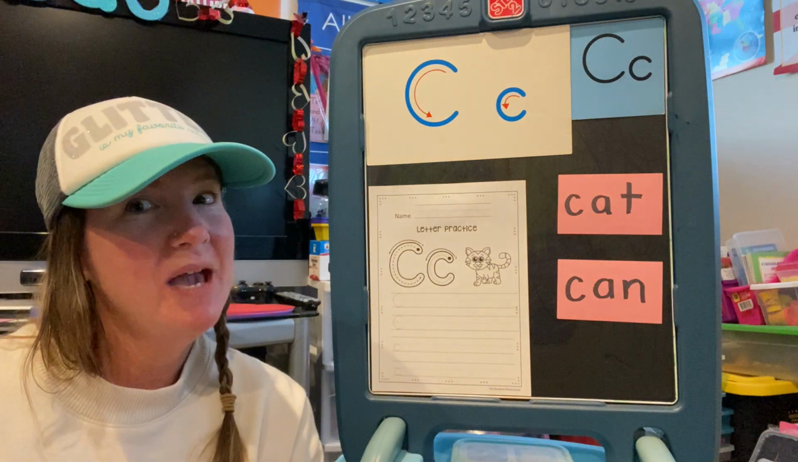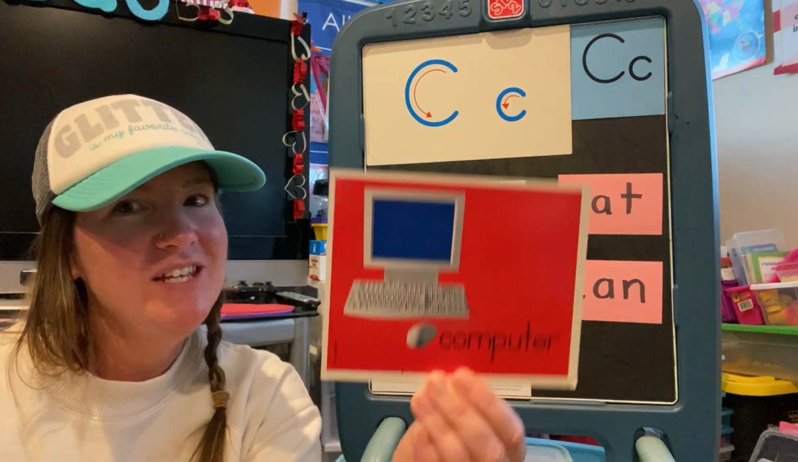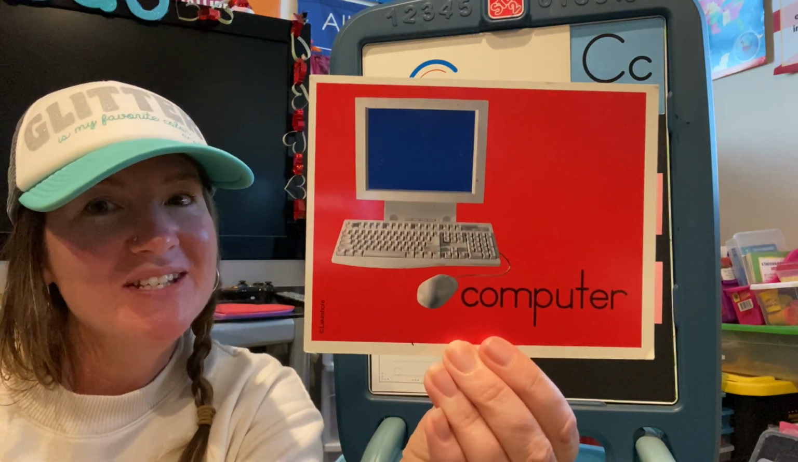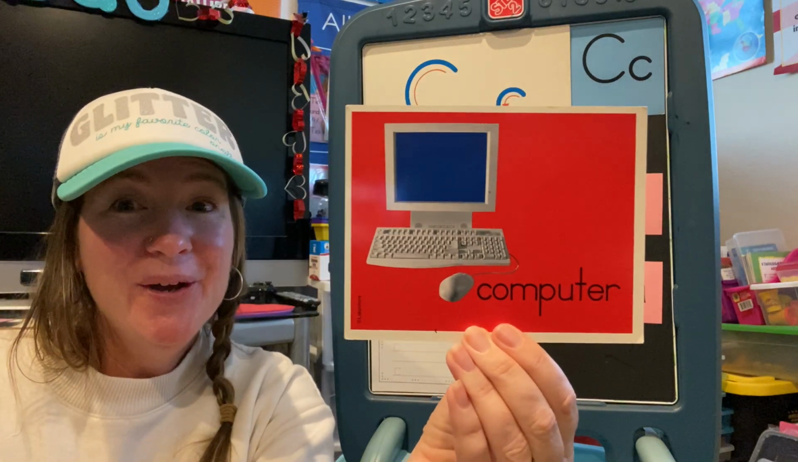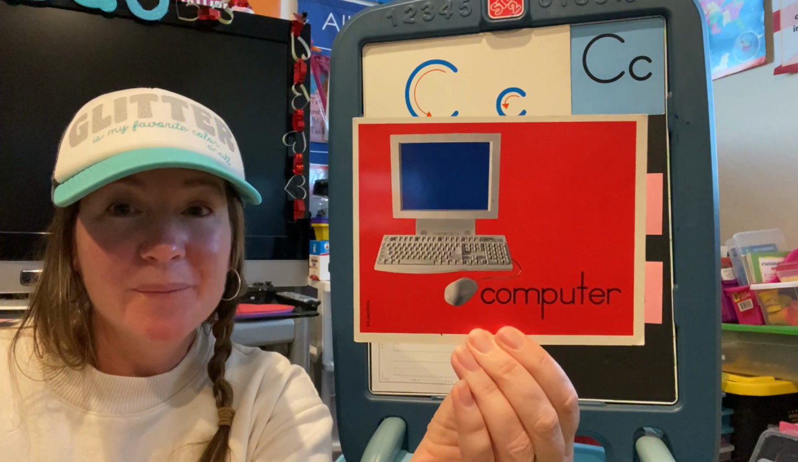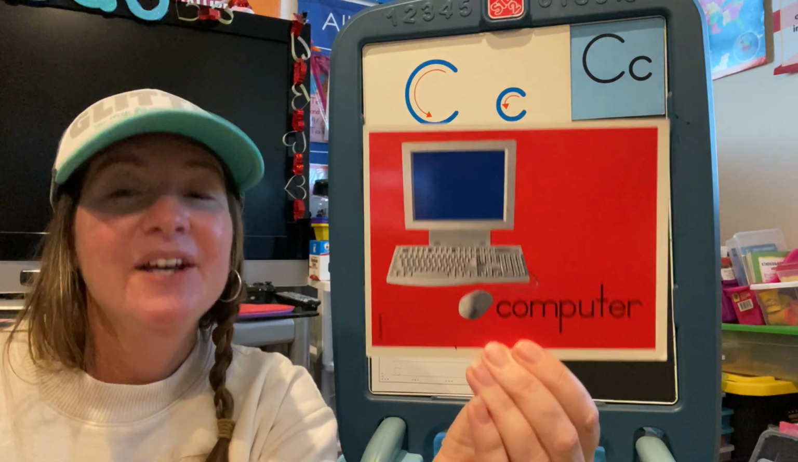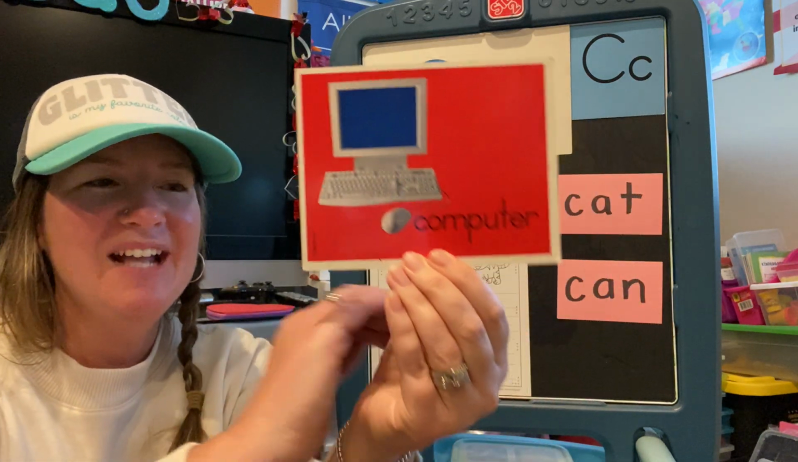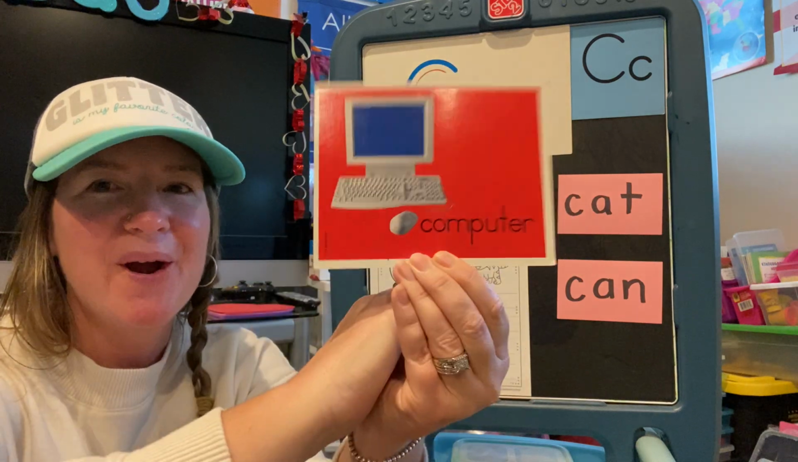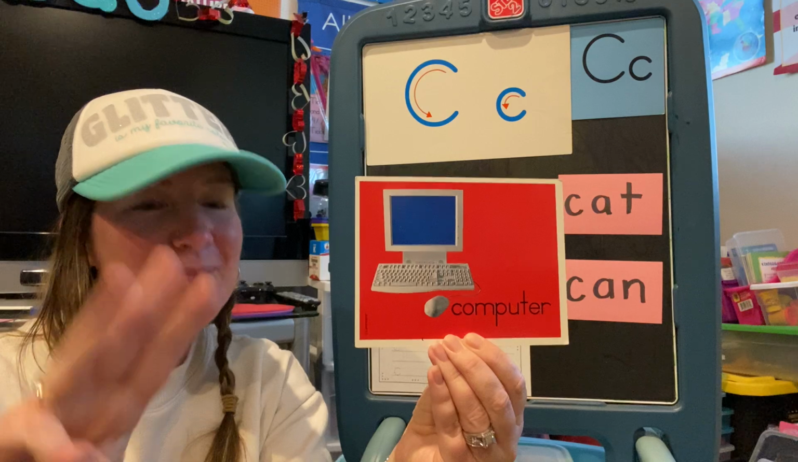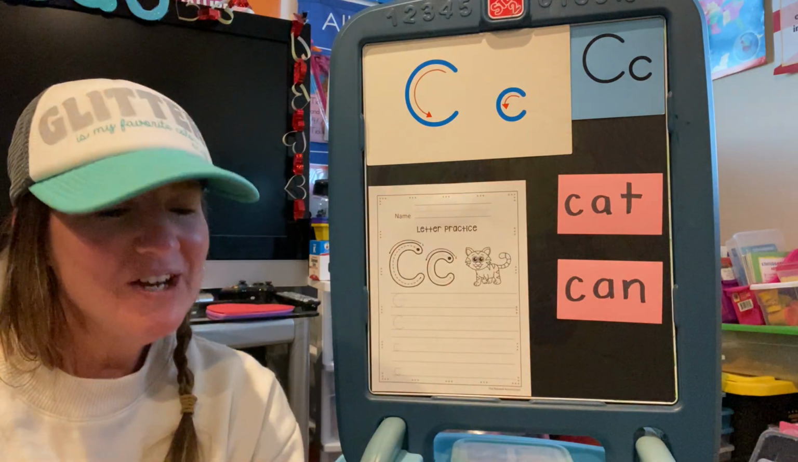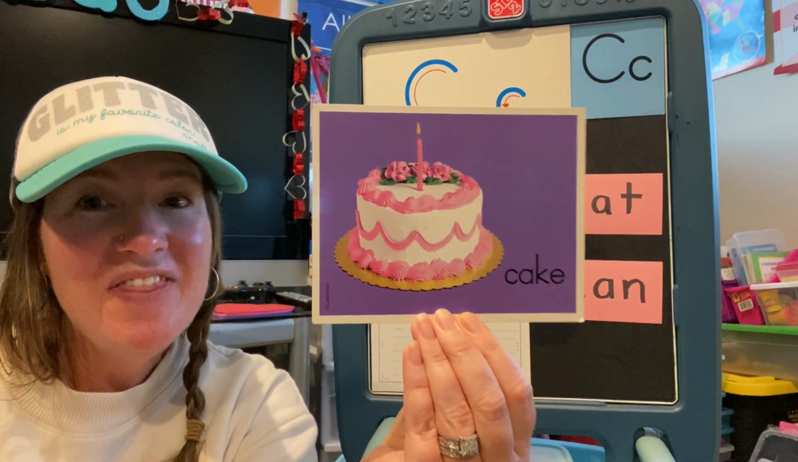Okay, you might be on one of these right now. It starts with the letter C. Computer. Good. Computer. Say computer. And clap it out. Computer. One more time. Computer. 3 syllables, 3 claps. And our last letter C vocabulary is this one right here.